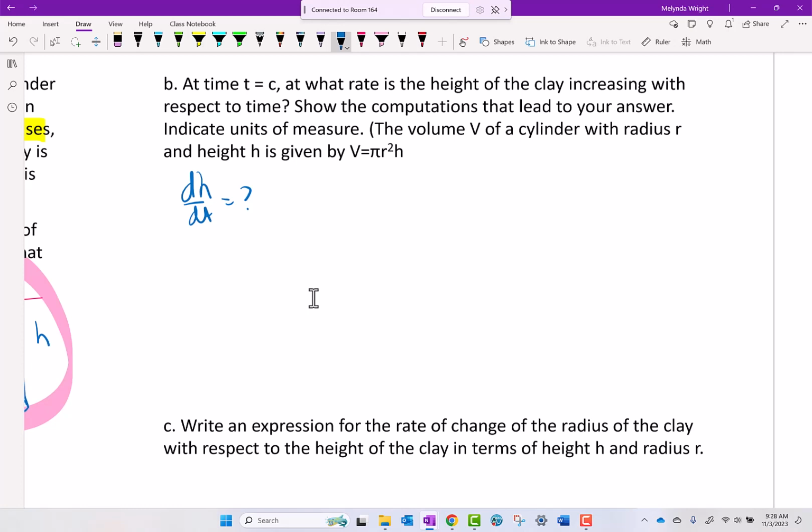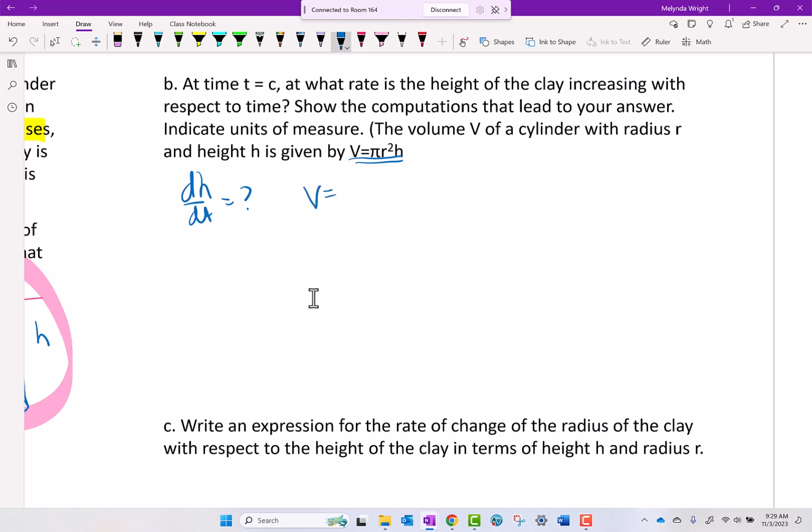Show the computations. The volume of a cylinder with radius r is given by this. Okay, they gave us the formula. That's nice. They usually do. I'm saying they usually give us the formula, but it wouldn't hurt if you knew all your geometric volume formulas. But they usually do give it to us. So they gave us the equation, actually.